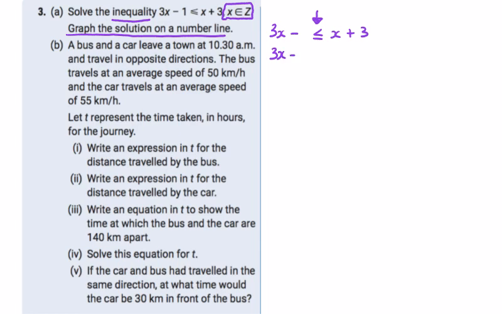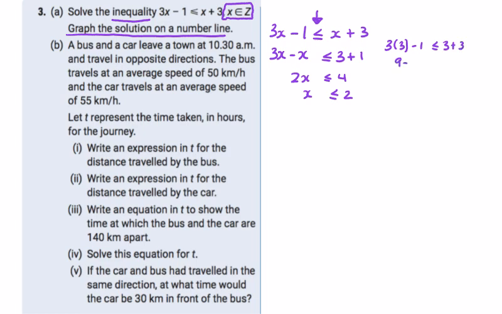So bringing the x across, 3x minus x is less than or equal to 3 plus 1. So 2x is less than or equal to 4, which means that x is less than or equal to 2. So what I'm going to do is let's put 3 in. If x is less than 2, 3 doesn't work.